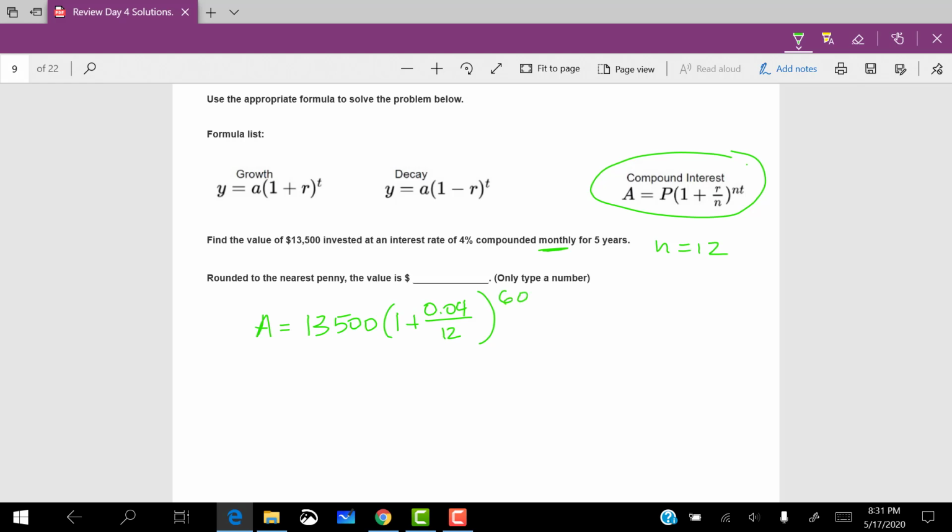So now I'm going to put this in my calculator carefully. I'm not going to round until the very, very end. And again, I would leave off the comma.